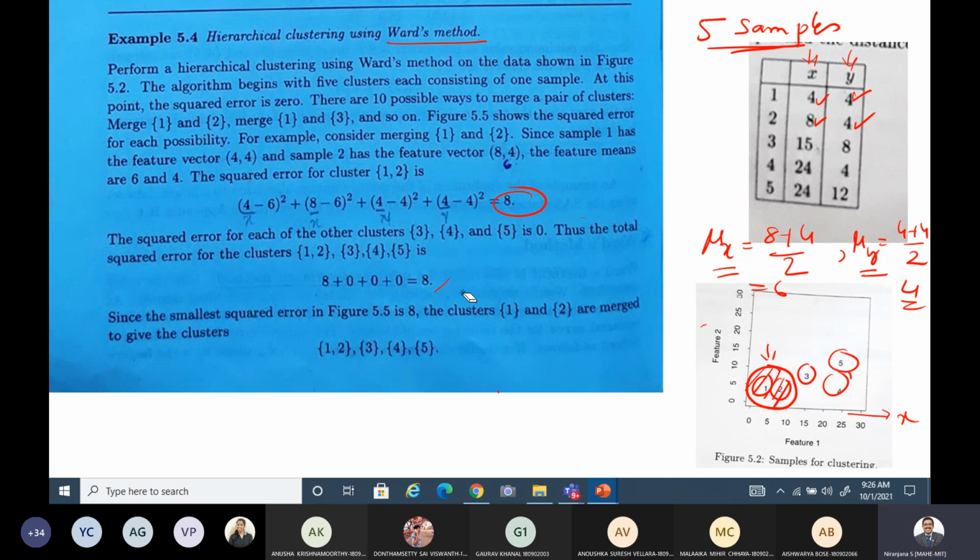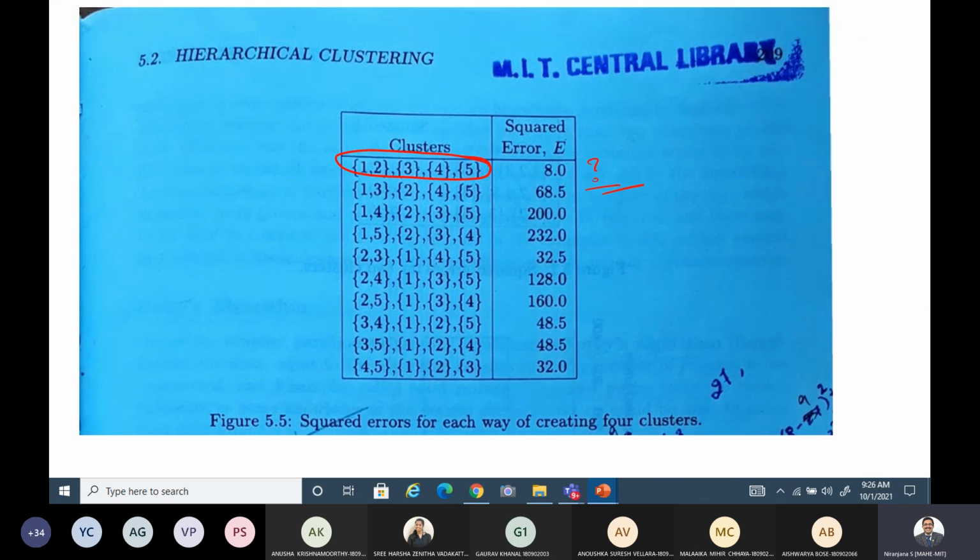This is squared error. Now I am talking about the total squared error here for all these clusters, indicated here with the set: cluster 1, cluster 2, cluster 3, cluster 4. Possible getting 4 clusters. Total squared error is 8. Any doubt in the calculation here? What is shown in the first row is nothing but the squared error, or you can call it the total squared error.